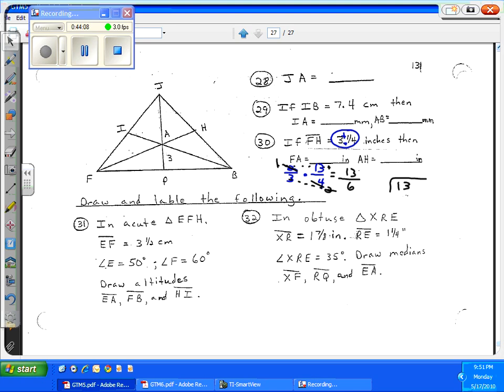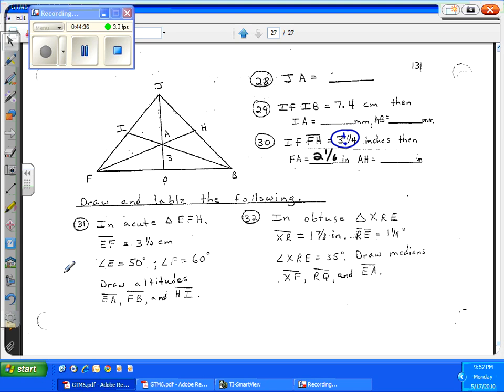We take the numerator 13 divided by the denominator 6. It'll go 2 times. You get 12 with 1 left over. You put your remainder 1 over your divisor 6. And we have 2 1/6 inches for FA. It was 2/3 of the other one. AH is half of that. The little piece is 1/2 the big piece.